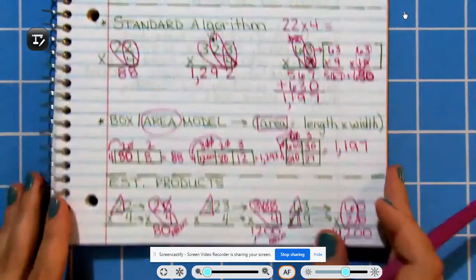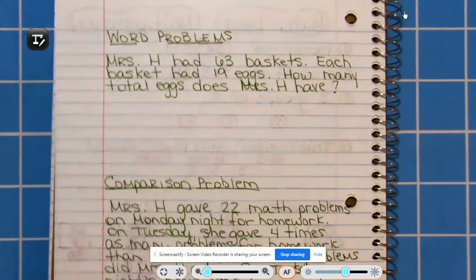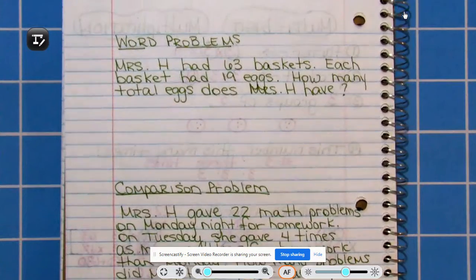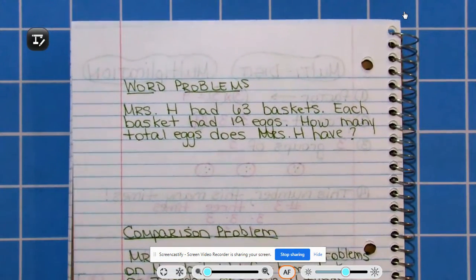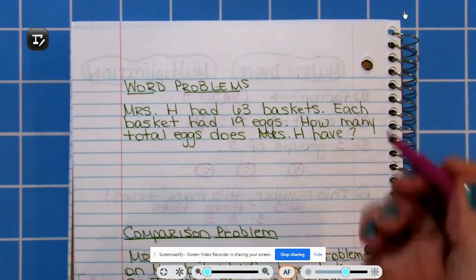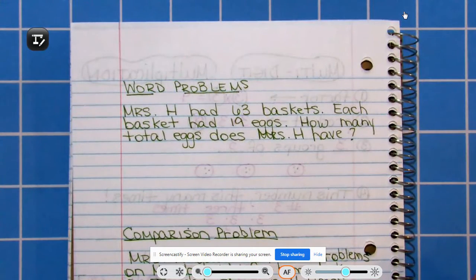All right, we are going to practice 2 word problems. I want you to remember what multiplication word problems can look like. The first one says Mrs. H had 63 baskets. Each basket had 19 eggs. How many total eggs does Mrs. H have? All right, so the first thing we do, we just read the problem. We don't write on it. We don't do anything. We just read it.